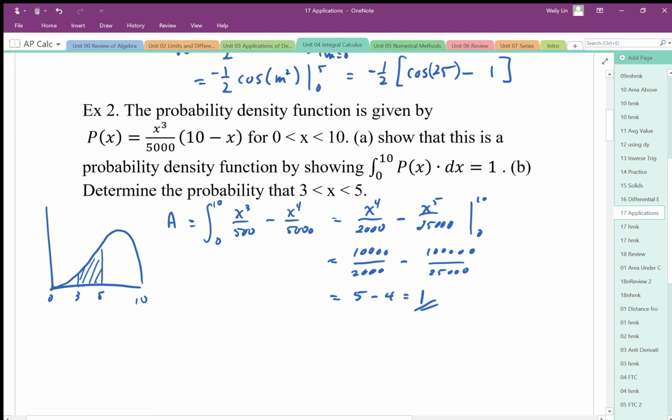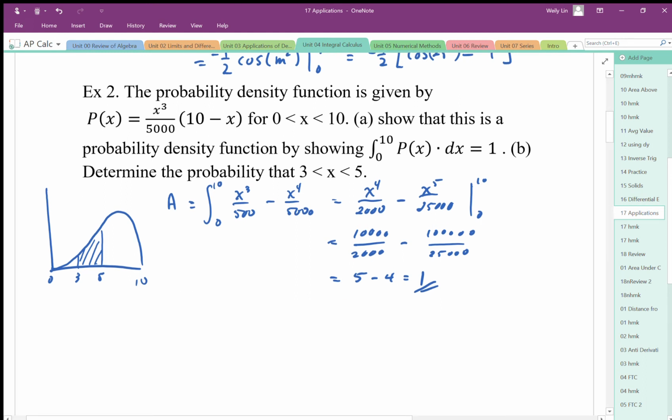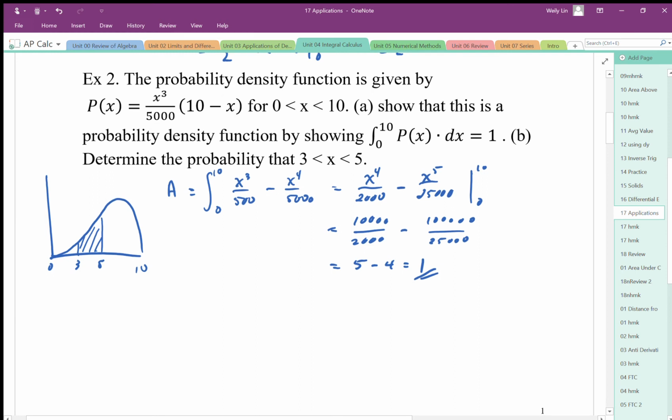So the area underneath that curve is 1. This is in fact a probability density function because the property of a probability density function is that the area has to equal 1. So that's the first part. For part B, we want to find the area, or the probability of something happening, between the measurements of 3 and 5. So we do the same thing, but from 3 to 5, of x cubed over 500 minus x to the 4th over 5,000 dx. Oops, forgot my dx in there.